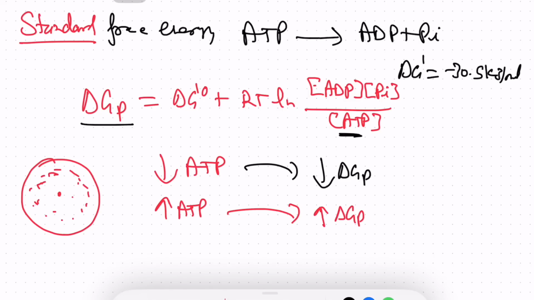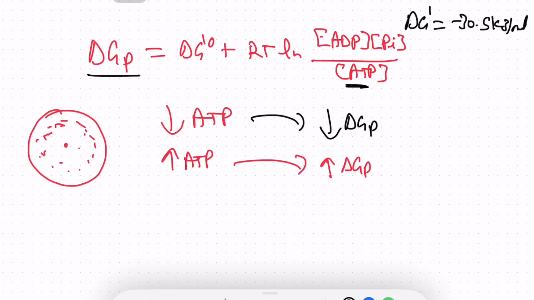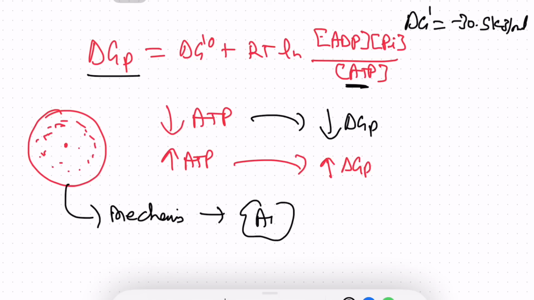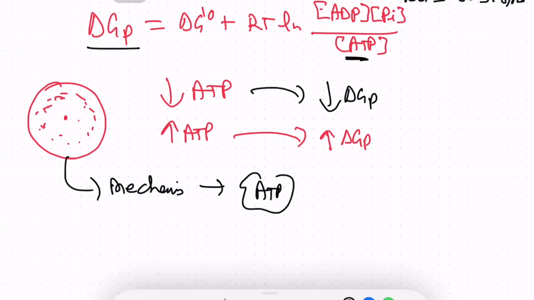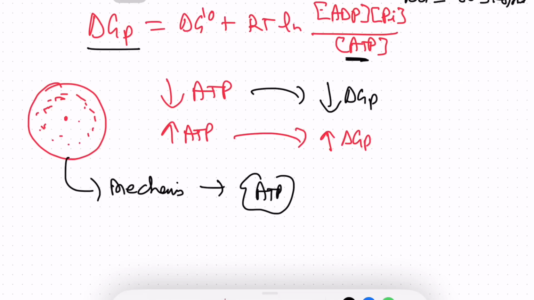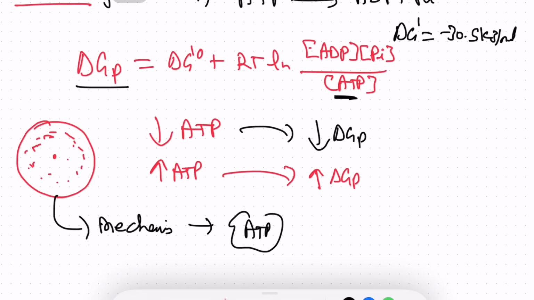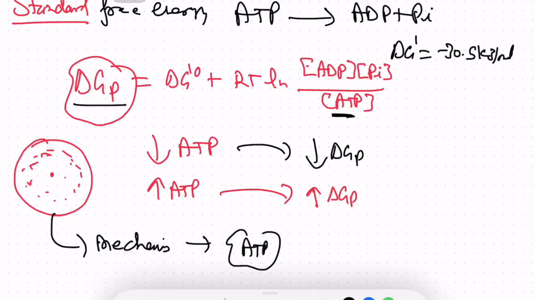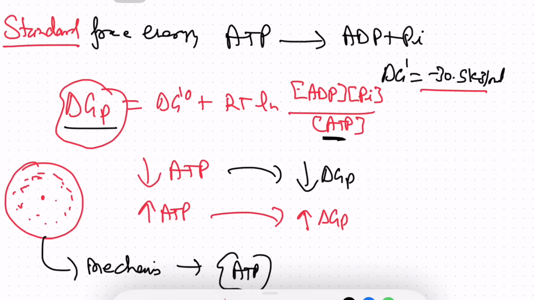This is important. Within the cell there are mechanisms that maintain the concentration of ATP at a much higher level. If the fuel ATP within the cell goes lower, less energy will be released. Actual, we are talking about the actual. So this is standard, this is actual.